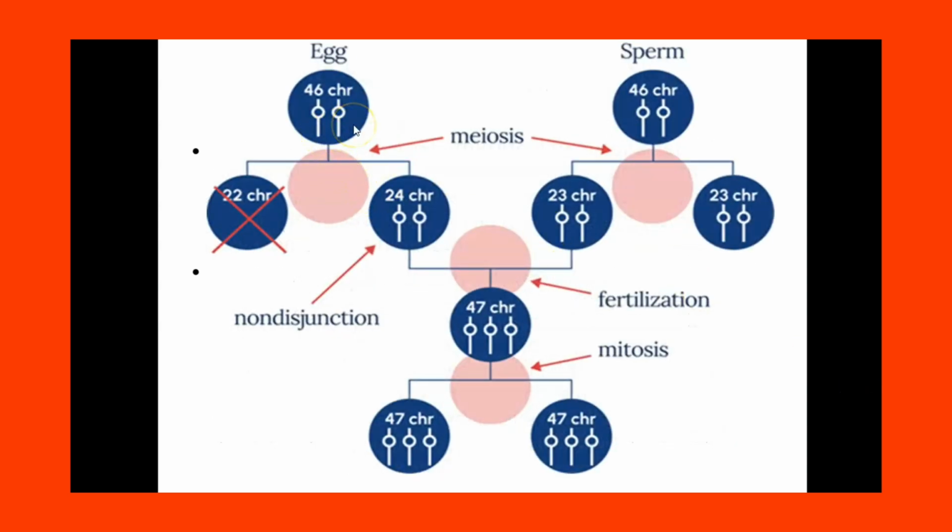When you look at this diagram very well, you will see at the level of meiosis, the chromosomes, instead of dividing into 2 equal cells, now have 24 in one, 22 in the other. And then when 24 chromosomes and 23 join, it forms 47 chromosomes instead of the 46. So the fertilization produced the 47 chromosomes, which is responsible for Down syndrome. So at the mitosis level, that is in all the cells, you find 47.